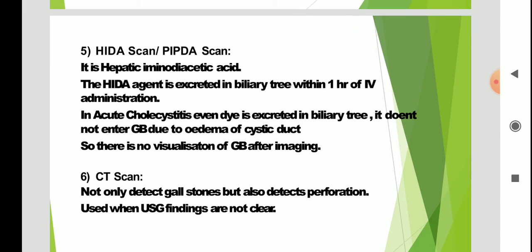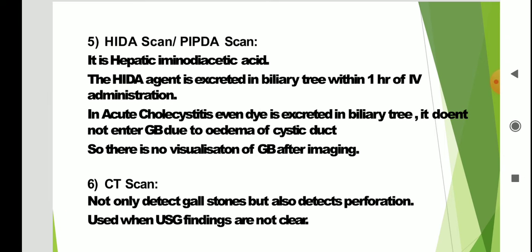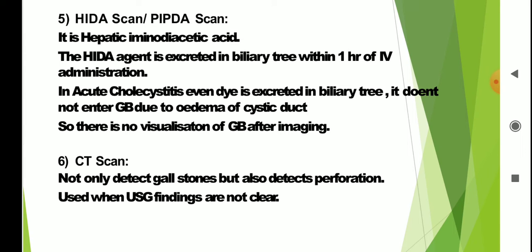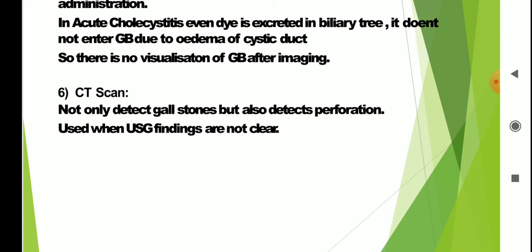So again, the different scans that can be done include HIDA, PIPIDA, and all the other scans that the patient is subjected to. HIDA is the hepatic iminodiacetic acid scan, which is basically excreted into the biliary tree within 1 hour of IV administration. A CT scan not only detects gallstones but also detects perforation. It is supportive when USG findings are not clear.